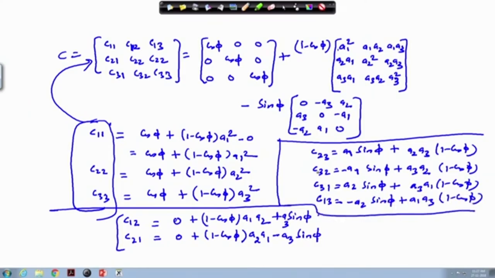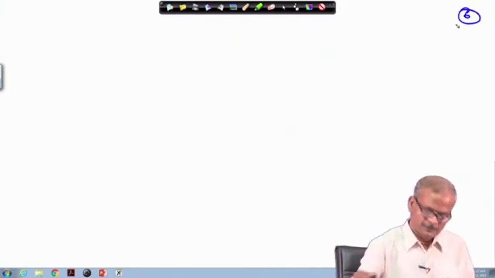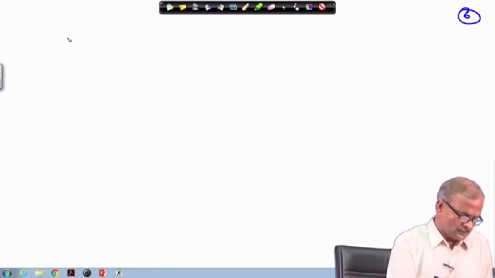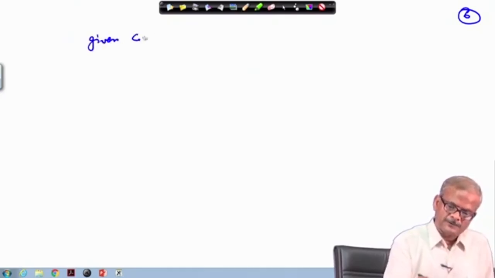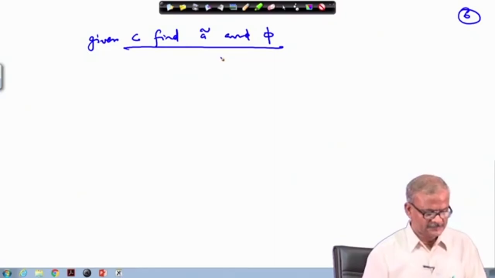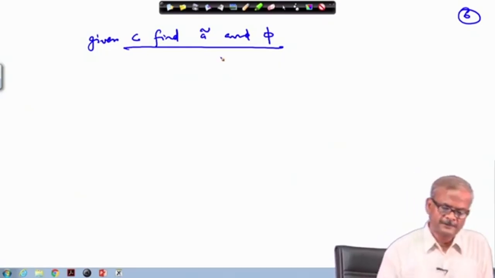So, this way all the elements of this C matrix are known. So, given phi, the rotation angle about the eigen axis, and this vector a itself, which is constituted of a1, a2 and a3, we will be able to find out this C, the rotation matrix. Also, we need to look into just the opposite way, that is, given C, find a tilde and phi. This process creates certain problems and care must be taken while working with it.